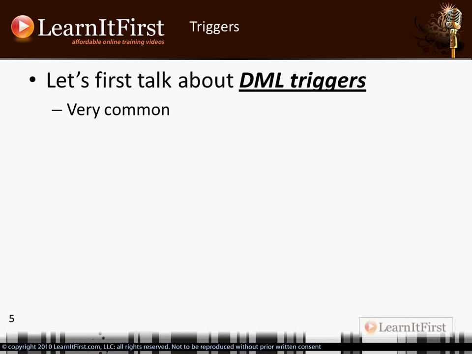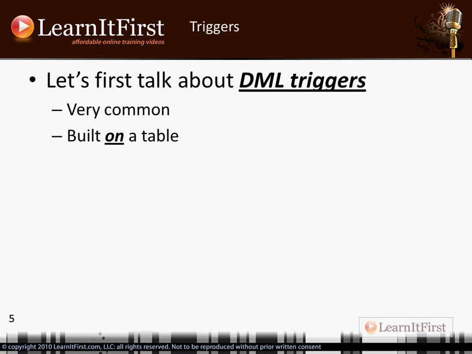Okay. So DML triggers, these are very common. You're probably going to be using these on double-digit percentages of tables. I don't use them on all of my tables. I probably use them on 15 to 25% of them, though. We have to talk about what kinds of triggers there are first and why we would use them before I can further qualify that.